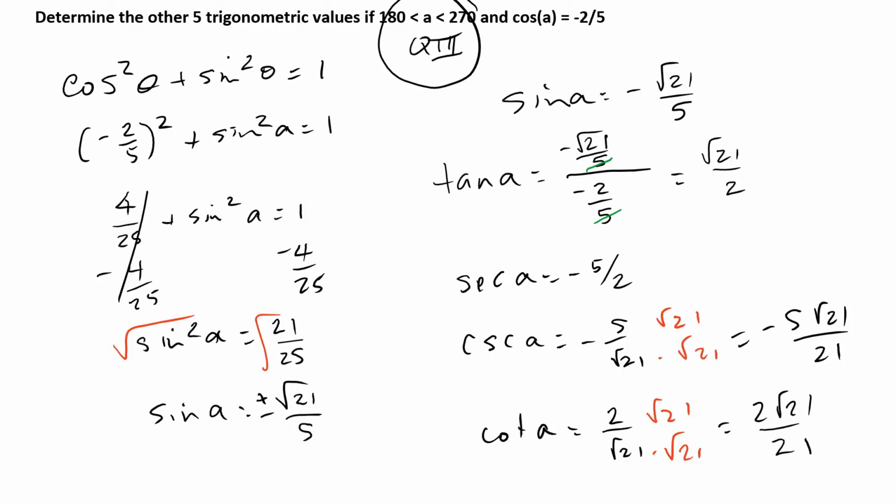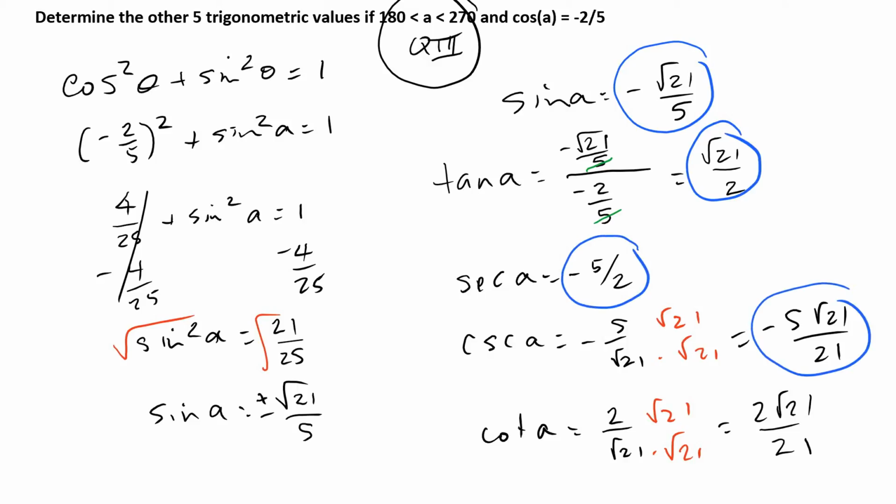So your 5 answers are going to be here, here, here, here, and here. If you're able to do a question like that, you'll be able to get the hardest question on the quiz on Monday correct.